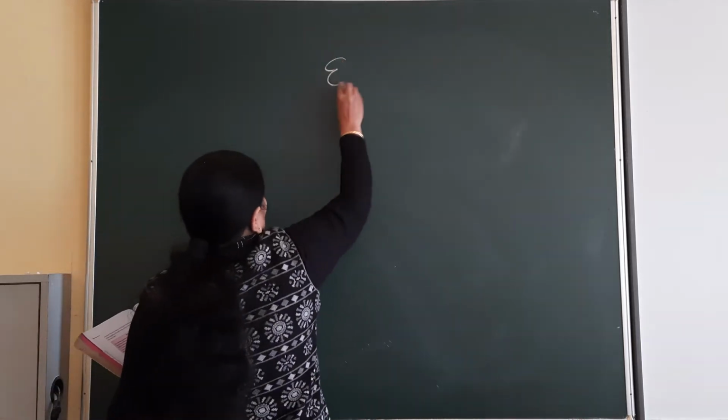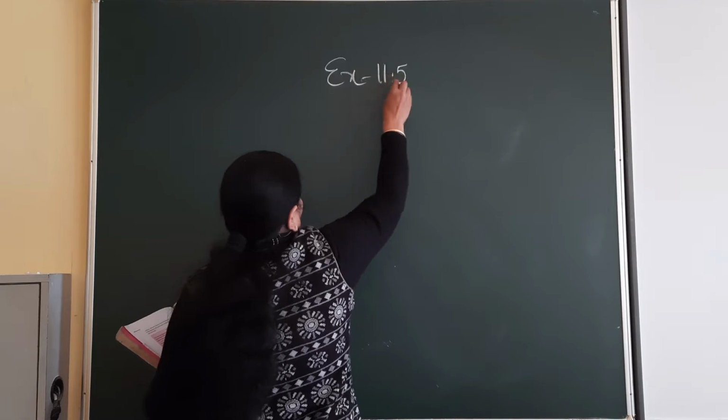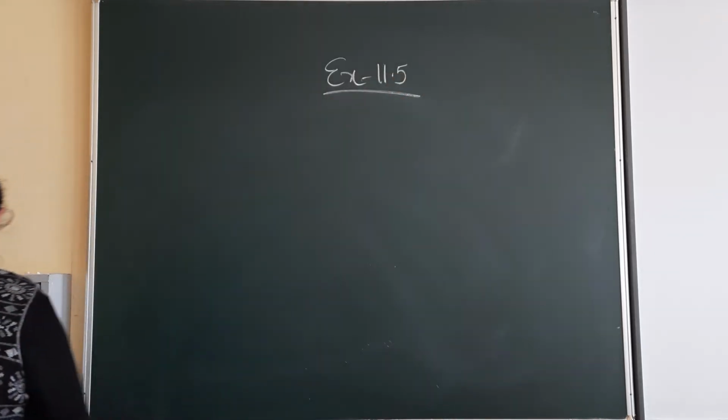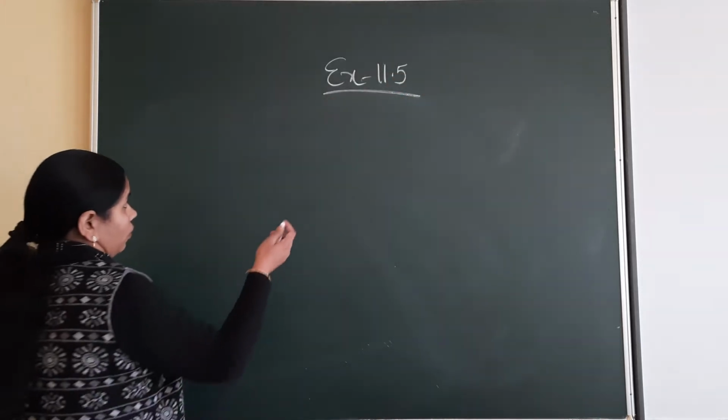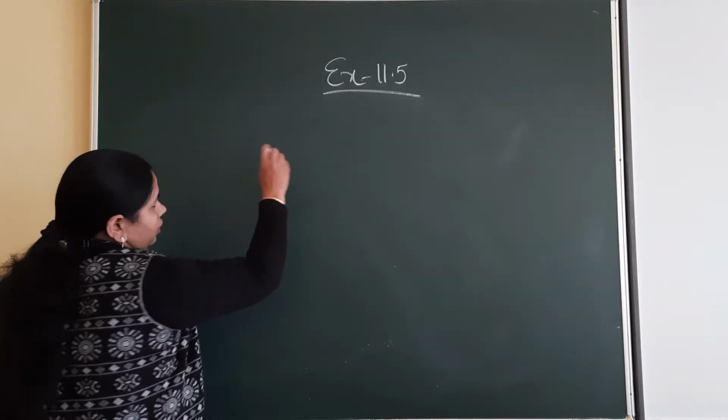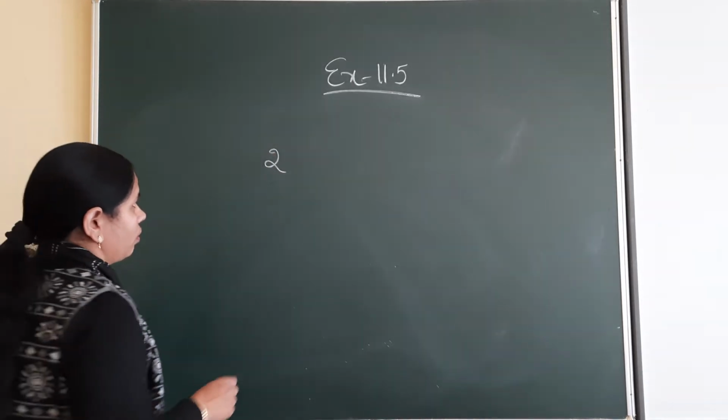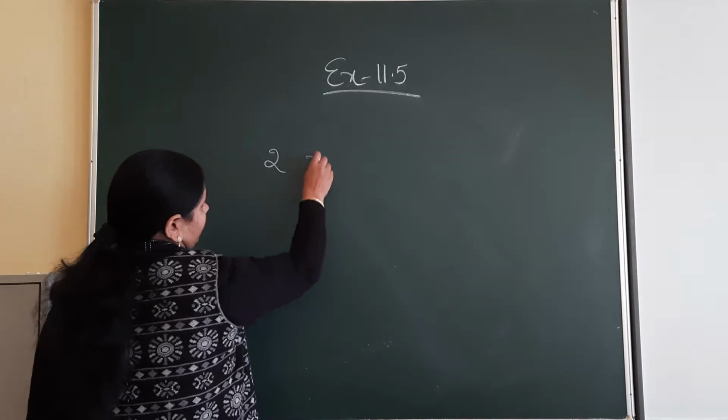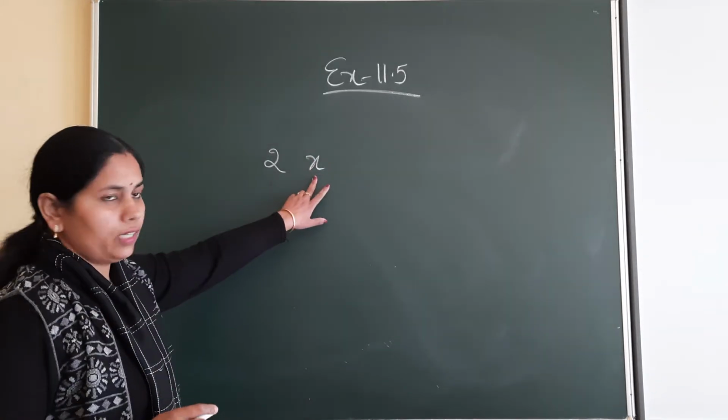Good morning, class 6. Today I am starting next exercise 11.5, and in this exercise we will understand what is the meaning of equation and how we find out the solution of any given equation. So here exercise 11.5. Understand first of all, we know if I am writing here 2, so this is a constant, and if I write here x, so this is variable.